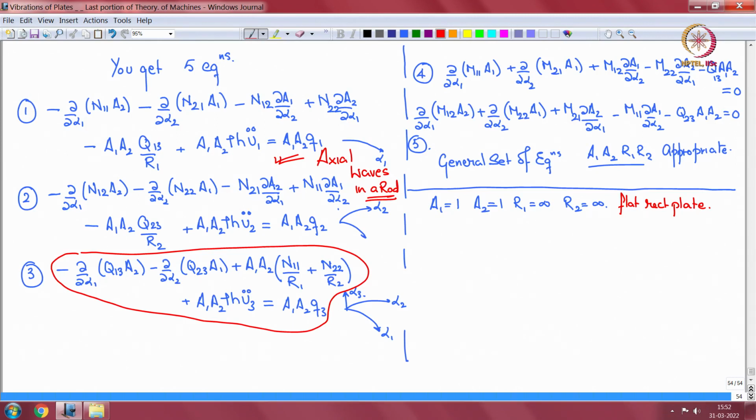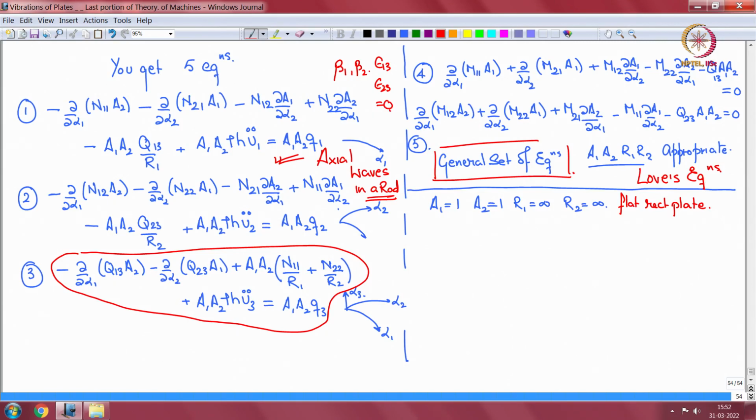Okay. So we have the general set of equations now, and they are called Love's equations. And the beta definitions, beta 1, beta 2 definition, to make epsilon 1 3 and epsilon 2 3 equal to 0 have to be used in here. Okay.